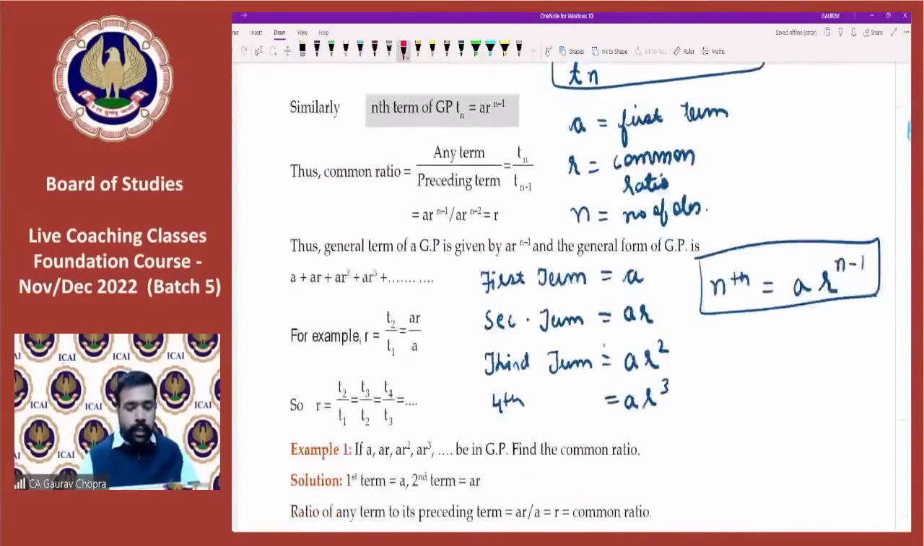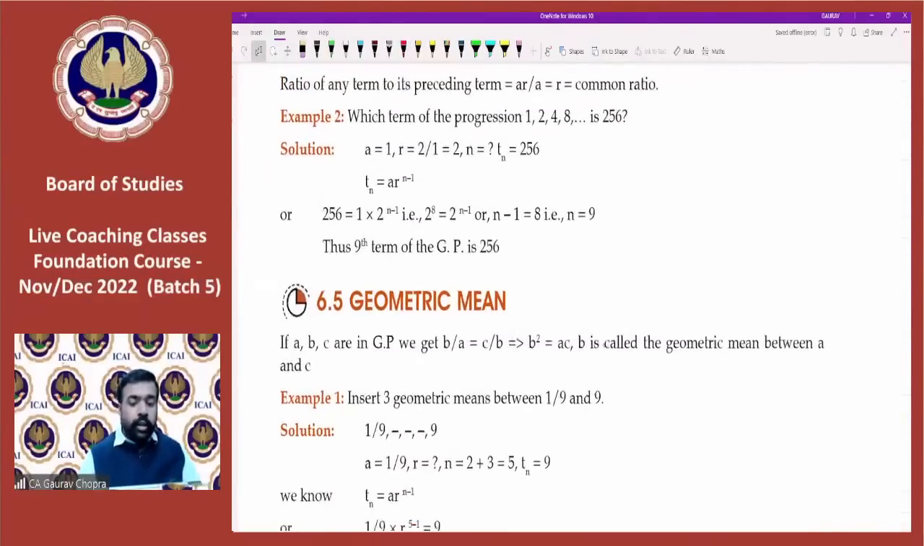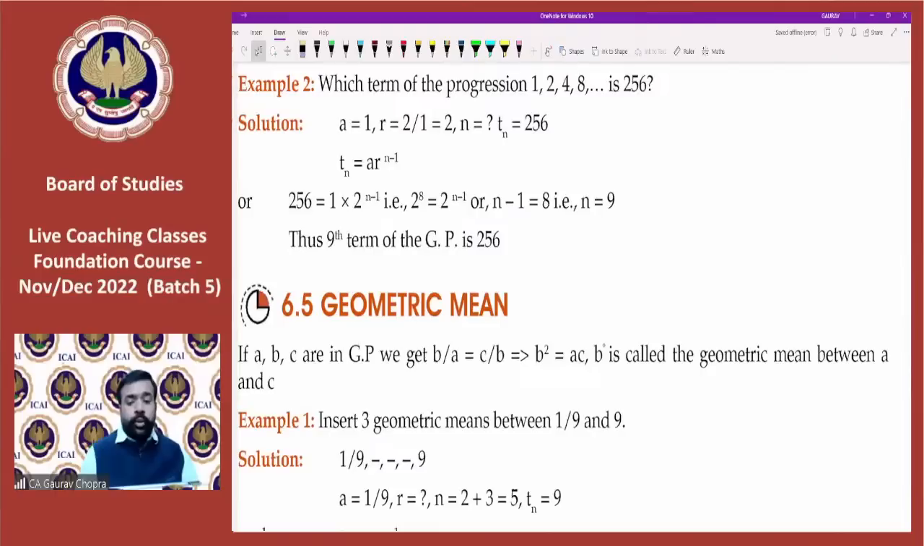Now let us move towards example number 2. Which term of the progression is 256? Always read the question very carefully to see what it is asking. The question is asking which term, that means we have to calculate n. The series is given and the last term is also given. So 256 is the nth term and we have to find its position. So again, applying the formula.